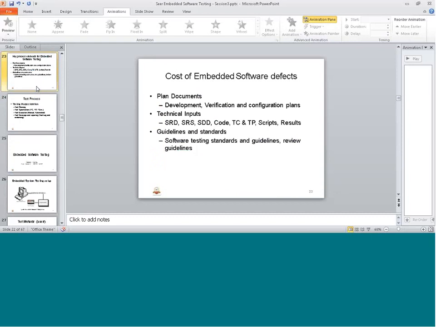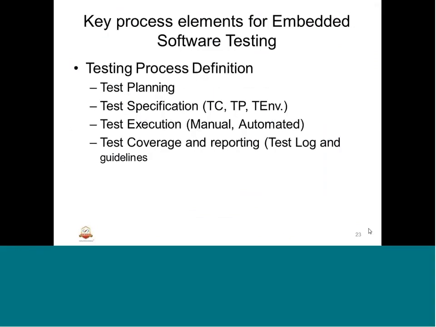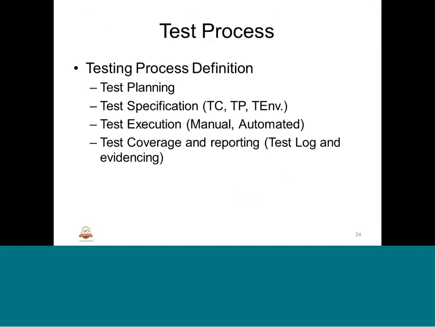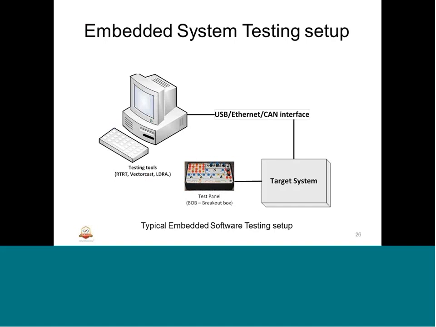And the key process elements for embedded software testing, like we have planning documents, technical input, guidelines, and standard testing process definition as part of the test process: planning, specification, execution, coverage, and report. We had gone through the embedded system test setup, how it will be, along with the interface. Then on embedded system testing in terms of end to end, the testing setup, how it will be.